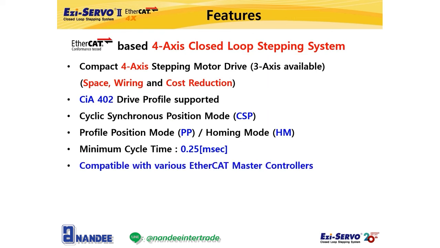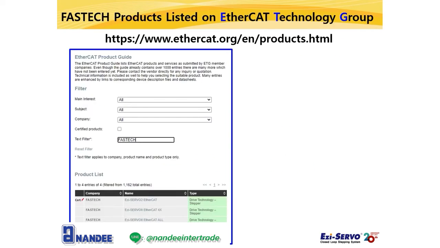Next, EZ-Servo 2 EtherCAT 4X is compatible with various EtherCAT master controllers. These are FASTECH's EtherCAT products listed on the EtherCAT Technology Group, the world's largest EtherCAT organization. If you access the official site of ETG with this address and search FASTECH, you can see that FASTECH's 4 types of EtherCAT slave products are on the list. The rest of the EtherCAT products will be updated in the future.